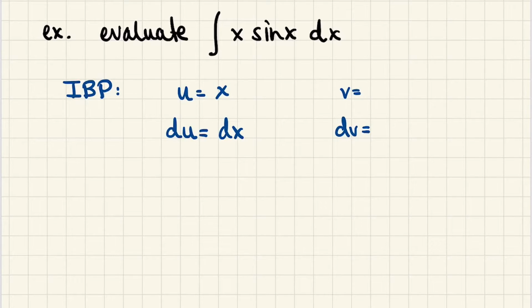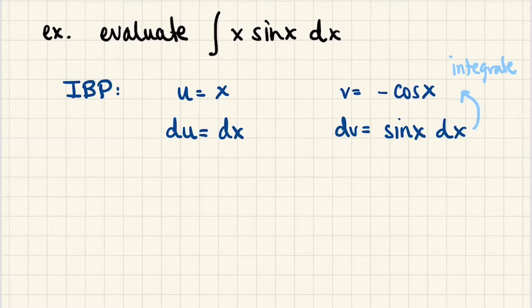Now we move over to dv, and dv is the rest of the integrand that you did not choose for u. So in this case, it's going to be sine of x dx. And finally, to go from dv to v, you integrate. So we're going to integrate sine of x, and v will be negative cosine of x, because that's an antiderivative of sine.